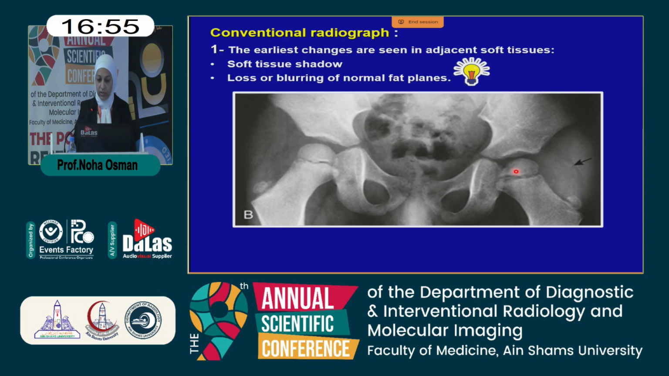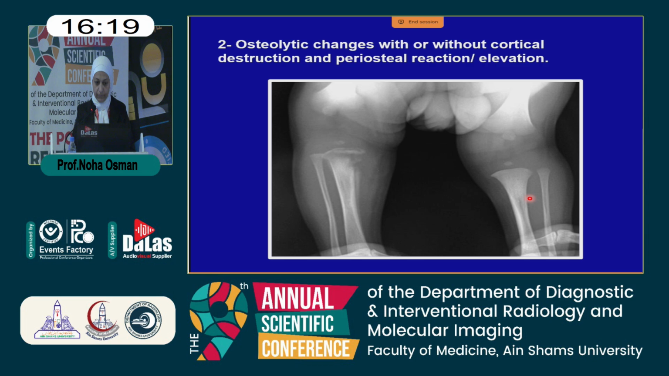As regards conventional radiographs, the earliest signs are not present in the bone itself, but in the surrounding soft tissue. As we said before, there is a soft tissue shadow around the affected bone, and as we compare to the normal other side, there is blurring and loss of the fat planes in this area. Also, there is another finding which appears early in the radiograph: in comparison to the other side, there is a little bit of osteopenia on the affected side. This happens when at least 40% of bone mineral density is lost.